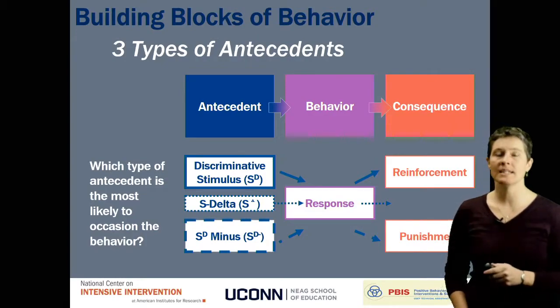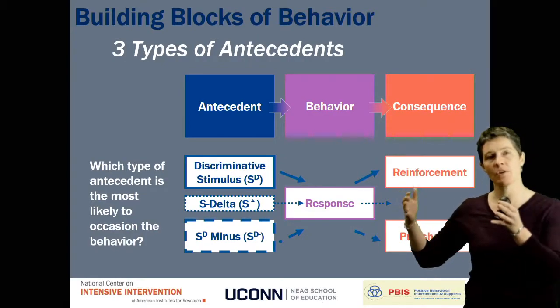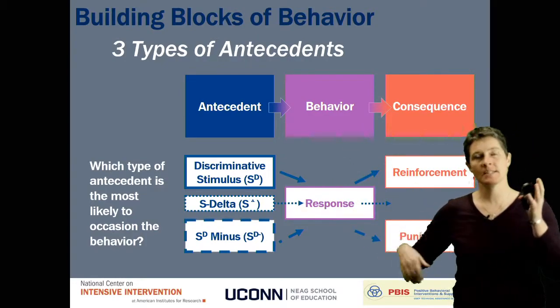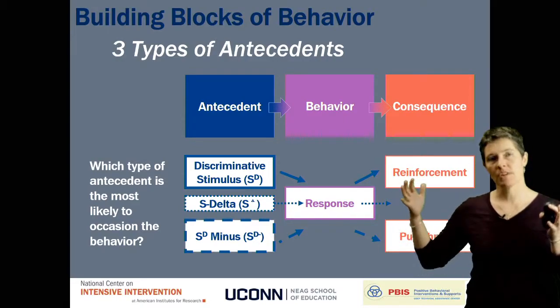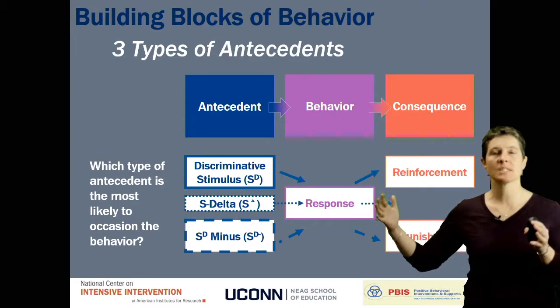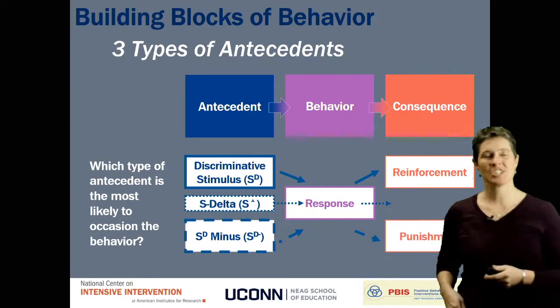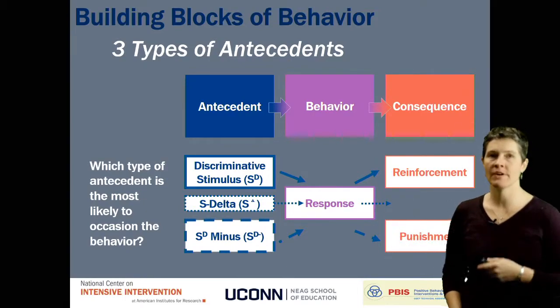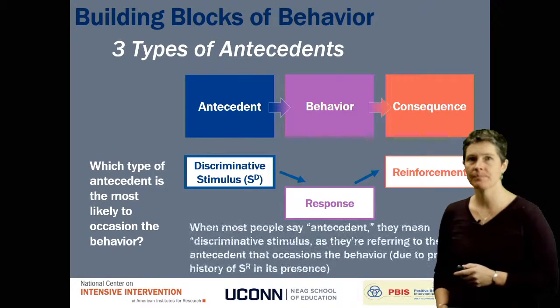The whole idea here is that we are going to put behavior in this context of the antecedents and the consequences and really think about how we manipulate the environment to support kid behavior rather than try to change the kid. We're going to look at changing the environment or changing the adult responses.